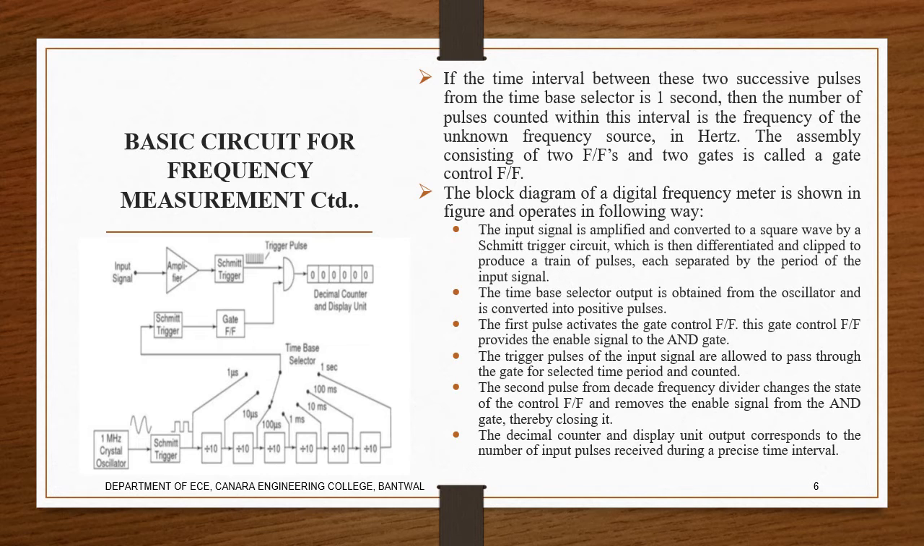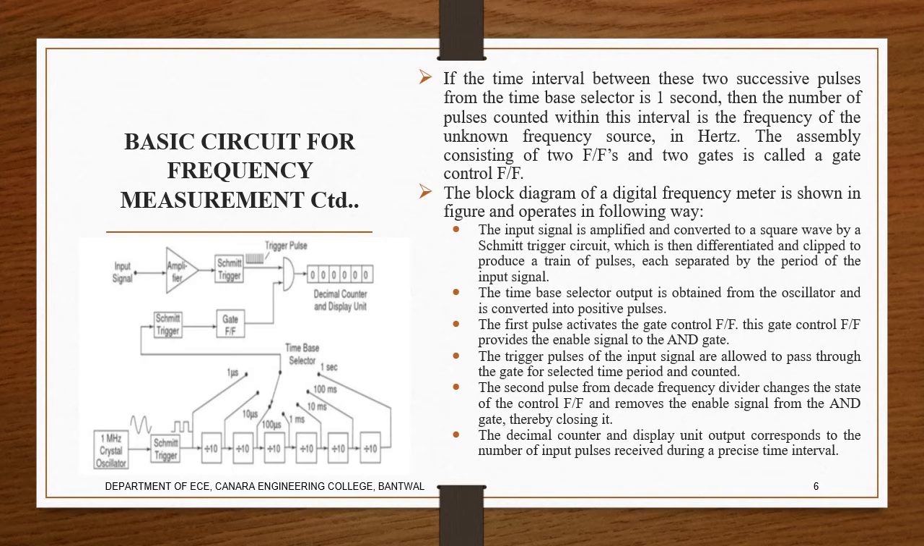Next, another form of the circuit for frequency. So what is the advanced one? I'll be explaining. Here you can see a circuit. The time interval between the two successive pulses can be captured from the time-based selector. Consider the number of pulses counted within this interval. If you set a time of 1 second, 10 seconds or 20 seconds, we need to set a range and count the pulses during this interval from an unknown frequency source in hertz.